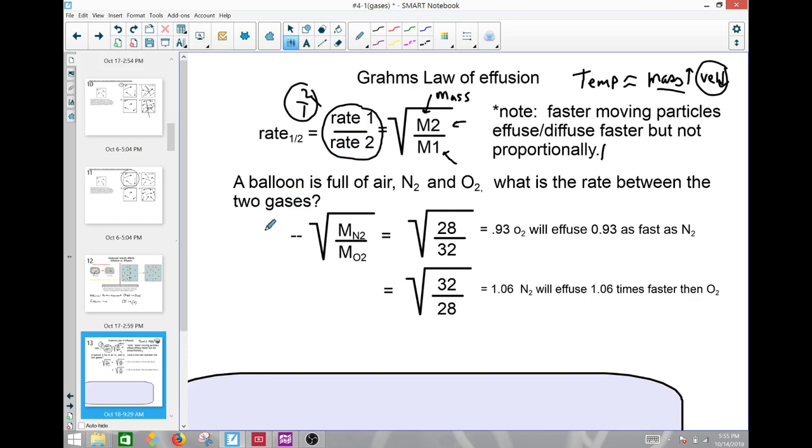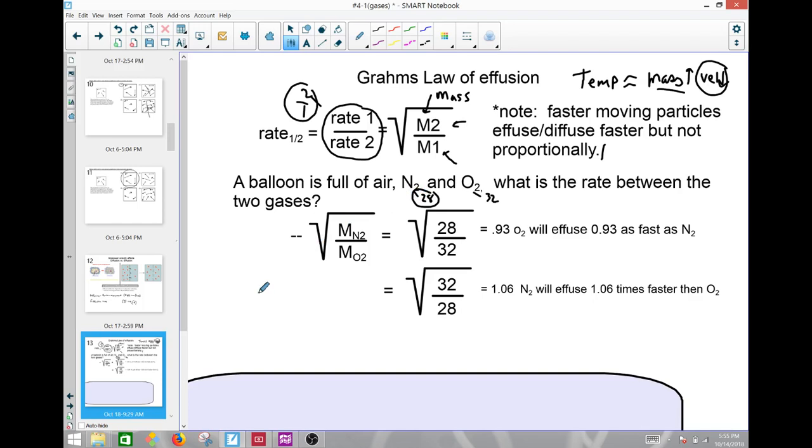A balloon is full of air, N2 and O2. What is the rate between the two gases? How much faster? First of all, which one's going to effuse faster? This one has a molar mass of 28. This one has a molar mass of 32. Because this one has a smaller mass, for a given temperature it's going to have a higher molecular velocity. So let's rearrange this.